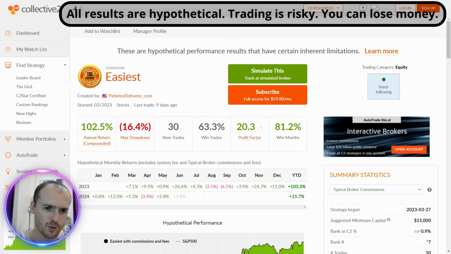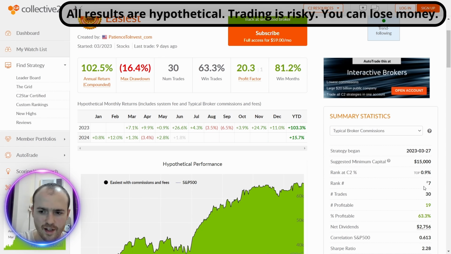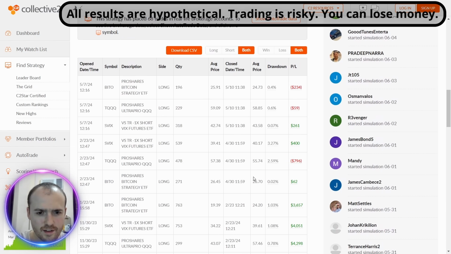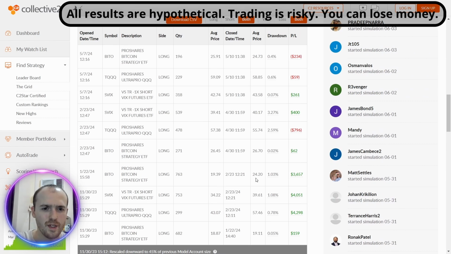All right, so the first one on the list is easiest. Now that's an attractive looking strategy, I'd say. It looks like it's ranked 7th and it's only $59 a month. Let's take a look and see what this strategy trades. Looks like Bitcoin, the NASDAQ, and VIX. And it looks like the hold times are pretty substantial. As you can see, some of these trades were held for several months.